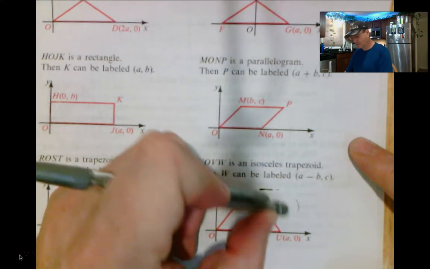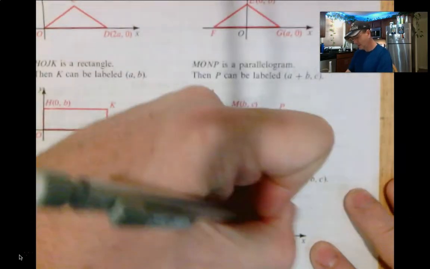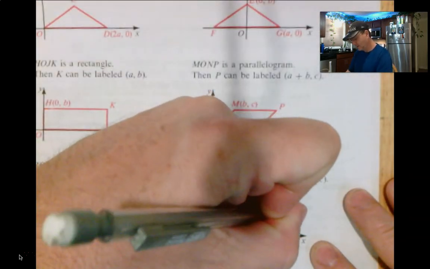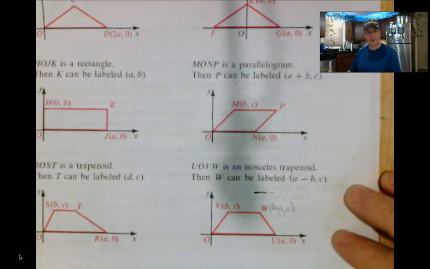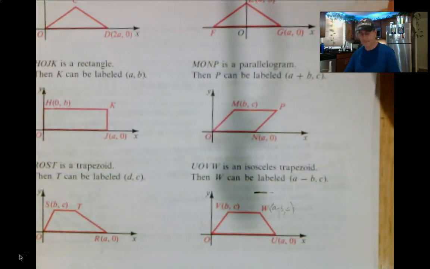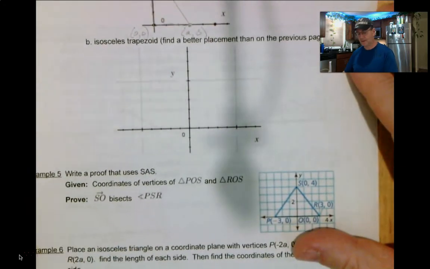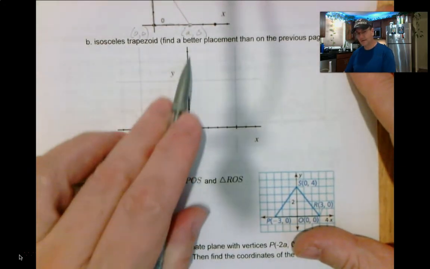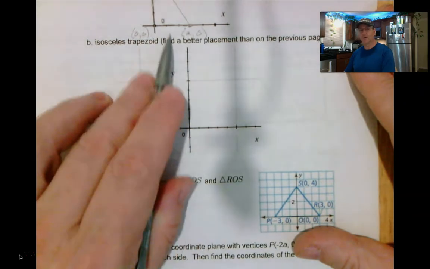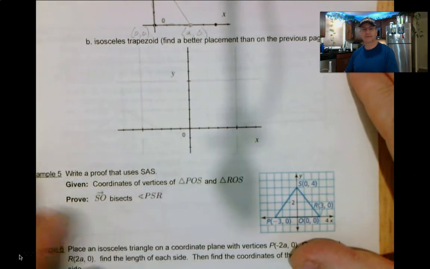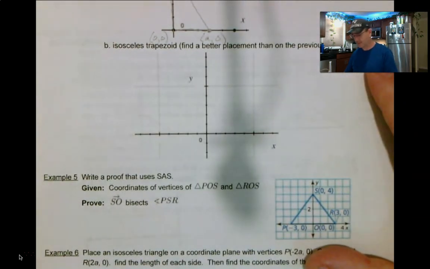Give myself a little bit more space. A minus B, comma C. And that works. There's nothing wrong with that. But I think we can do better. I want to make this an isosceles trapezoid. I'm actually going to center it on the y-axis. So I'm going to make the y-axis an axis of symmetry for this trapezoid.